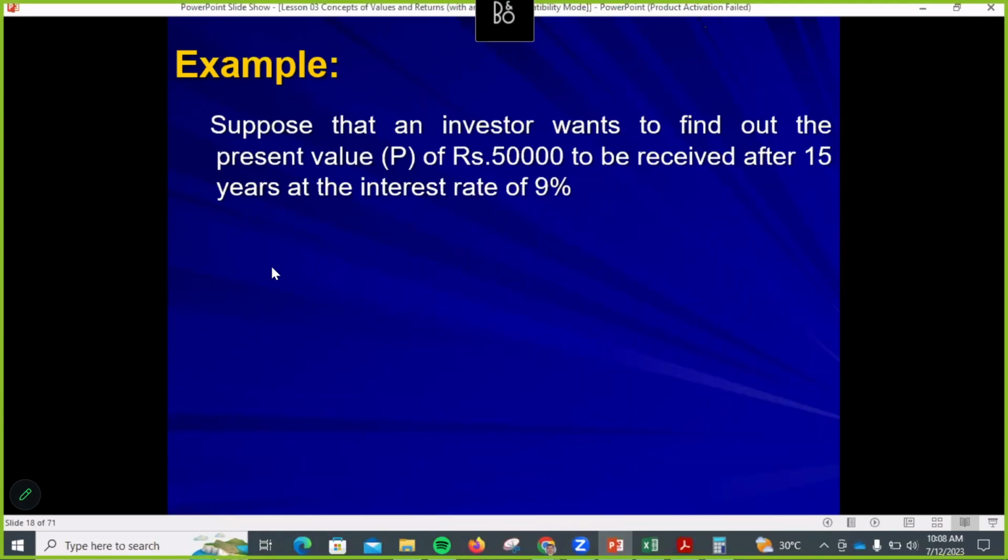So I will give you 1 minute to get your answer. Anyone can tell the answer. If you have calculated the answer, you can tell me.